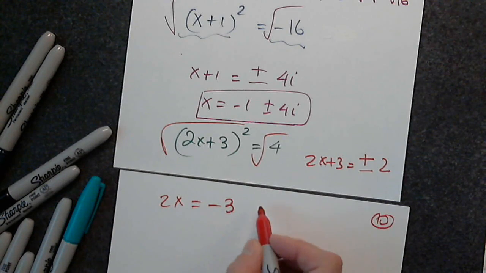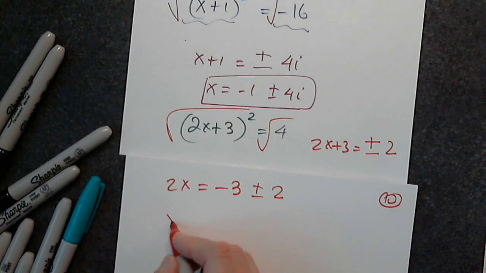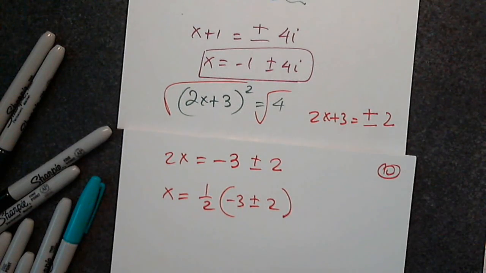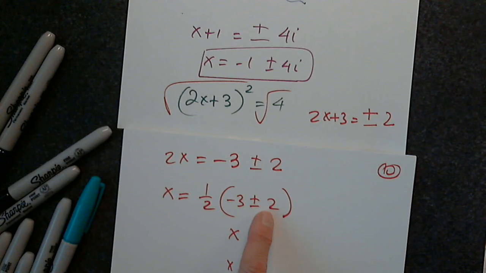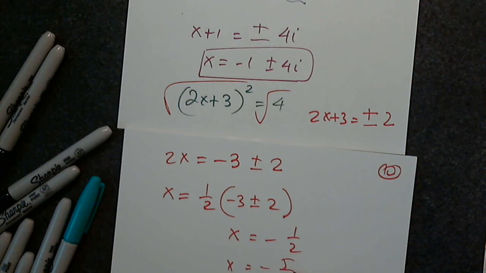2x equals negative 3 plus or minus 2. And then x will be 1/2, and in parentheses, negative 3 plus or minus 2. I have to separate them. So how much is negative 3 plus 2? Negative 1 times 1/2 is negative 1/2. How much is negative 3 minus 2? Divided by 2, negative 5/2. And we obtain the solutions using the taking square roots property.